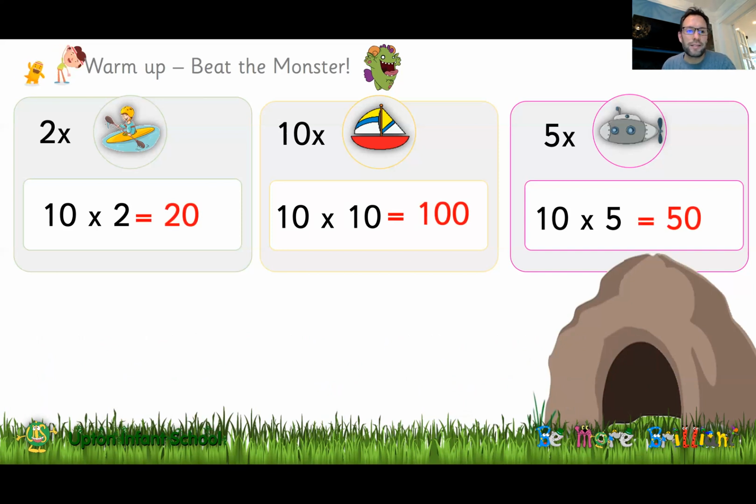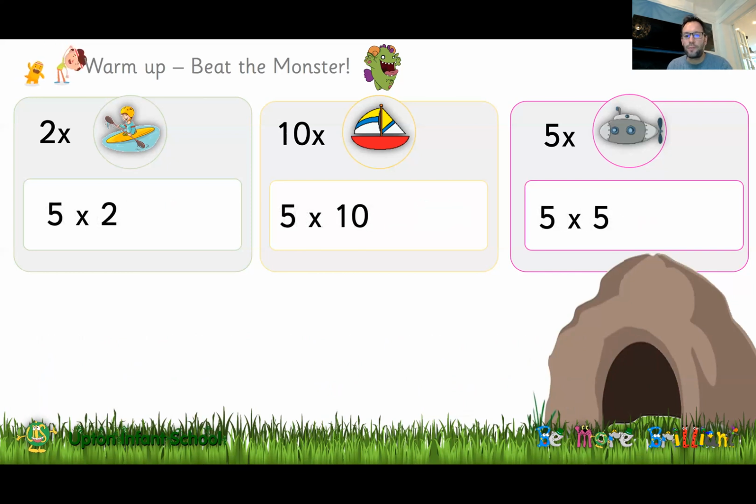Okay, here are the answers. 10 lots of 2 is 20. 10 tens are 100, and 10 times 5 is 50. Here he comes again. 3, 2, 1, go!